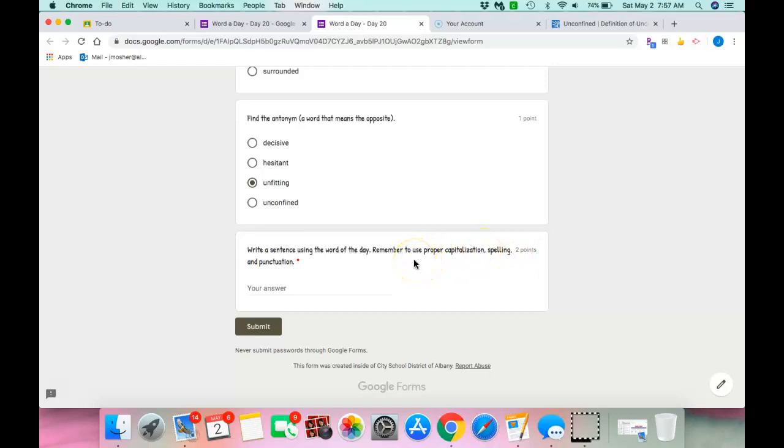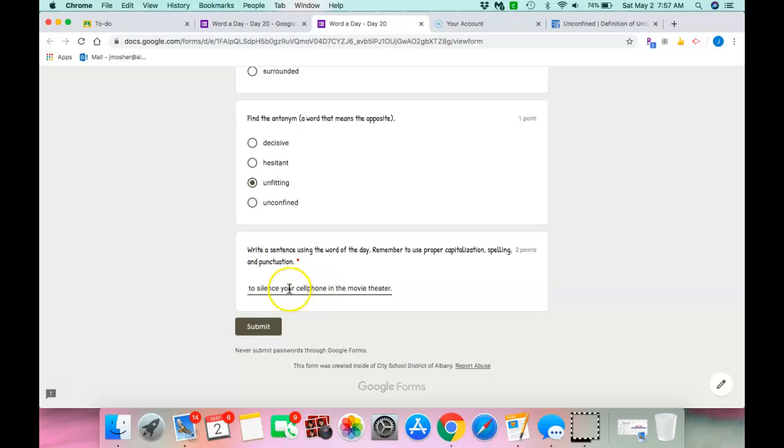So let's use appropriate in a sentence. I'm going to show my understanding by giving a really solid description of that word in the sentence. So I could say, it is appropriate to silence your cell phone in the movie theater. That means that it's the right thing to do to silence it.